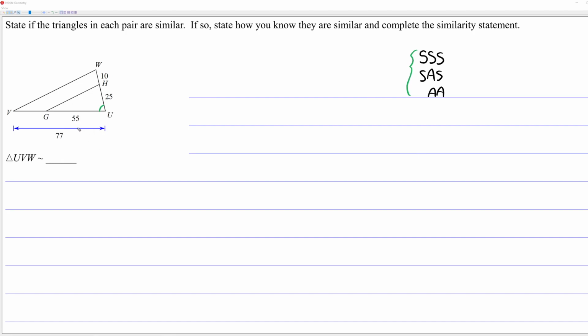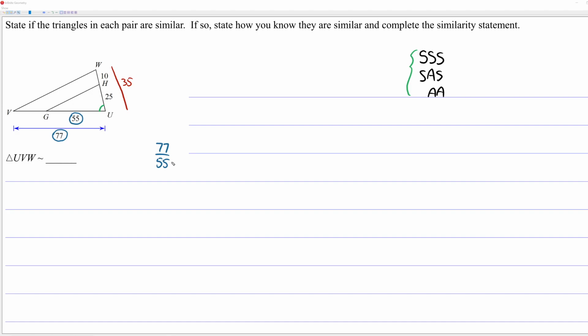Now let's look at the sides. Here they're doing a very common geometry trick. We need to know this entire side. They gave us the two pieces, so we have to add those together. This long side is 35. In the two triangles, we're going to compare corresponding sides to see if they're in the same proportion. Let's start with this side on the bottom, and compare it to this side on the bottom. So we're going to compare 77 to 55.